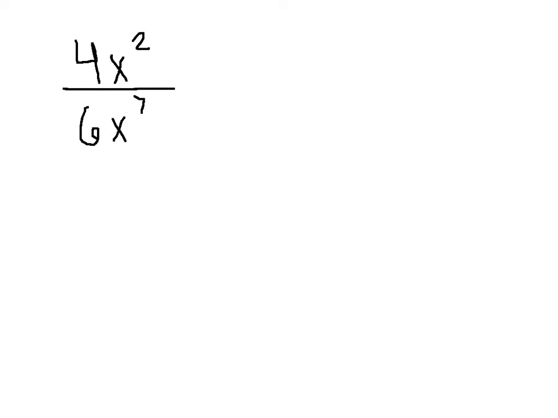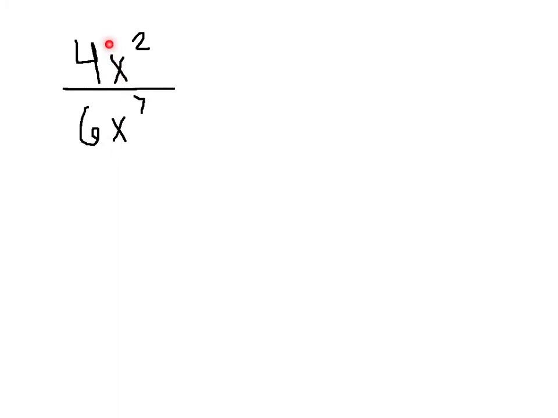Here I've got an example on dividing two monomials: 4x squared over 6x to the 7th power. What we're going to do is simplify this whole thing. It is like one big fraction. I'm going to show you how to do that right now, but first I want to start off with the numbers.